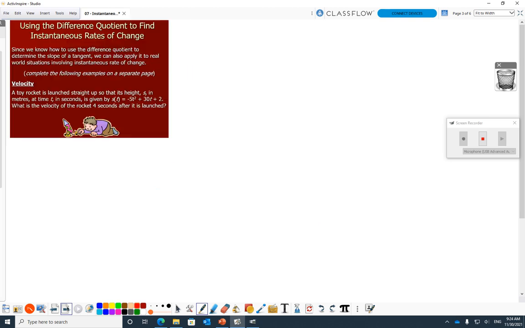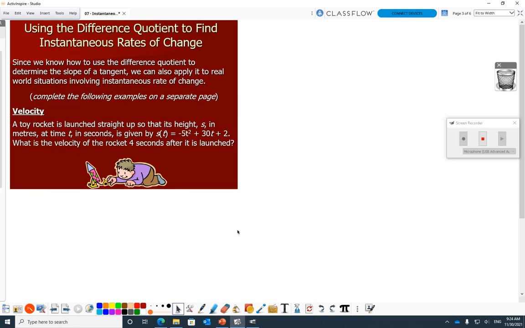What was the next one? Toy rocket. Okay, I can't read that. So here's the actual lesson. That's really yesterday's stuff. Today, use the difference quotient to find instantaneous rate of change. Since we know how to use the difference quotient to determine slope of the tangent, we can also apply it to real-world situations involving instantaneous rate of change.